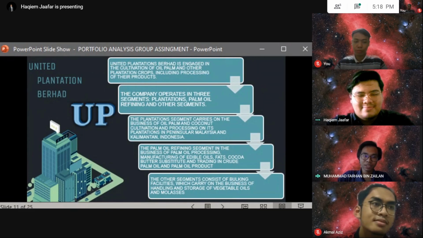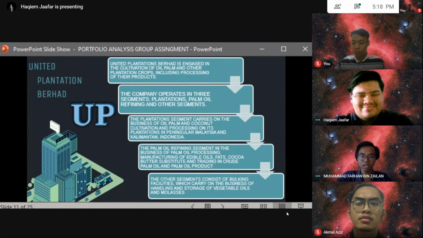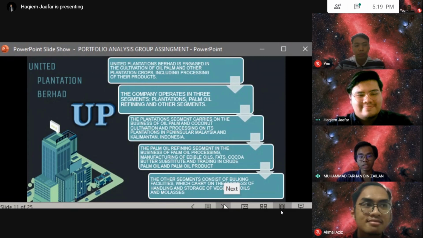The last company that we chose is United Plantation Berhad, which is engaged in the cultivation of oil palm and other plantation crops, including processing of their products. The company operates in three segments: the plantations, the palm oil refining, and other segments. The plantation segment carries on the business of oil palm and coconut cultivation and processing on its plantations in Peninsula Malaysia and Kalimantan, Indonesia. The palm oil refining segment is in the business of palm oil processing, manufacturing of edible oils, fat, cocoa butter, certificates, and trading in crude palm oil and palm oil products. The other segments consist of bulking facilities, which carry on the business of handling and storage of vegetable oils and molasses.